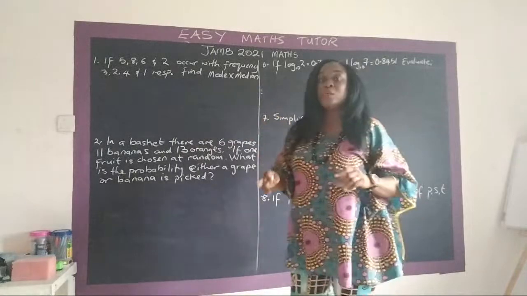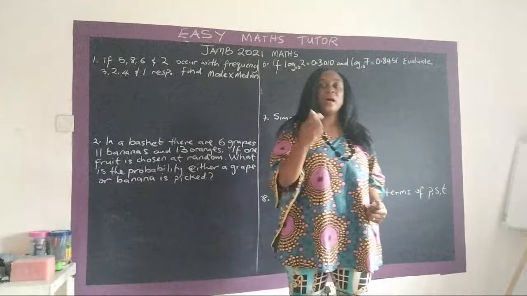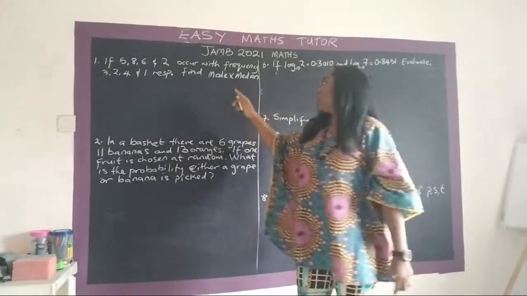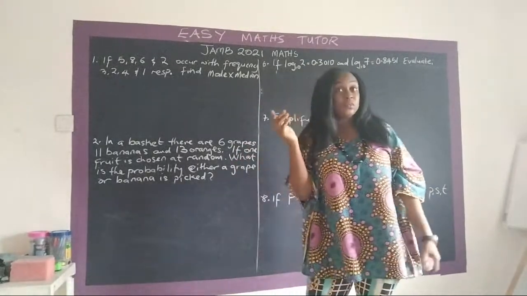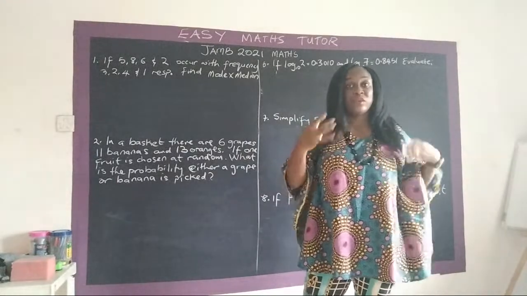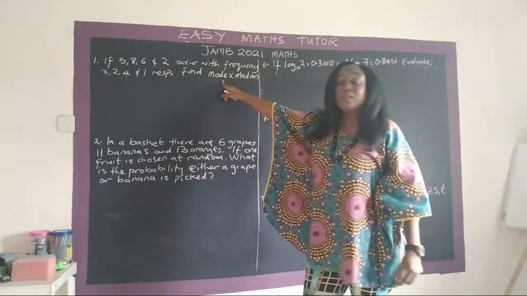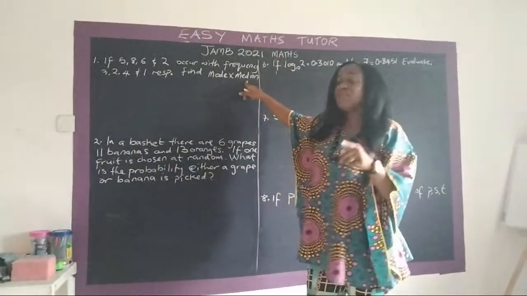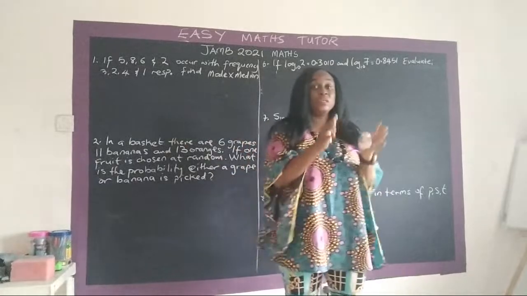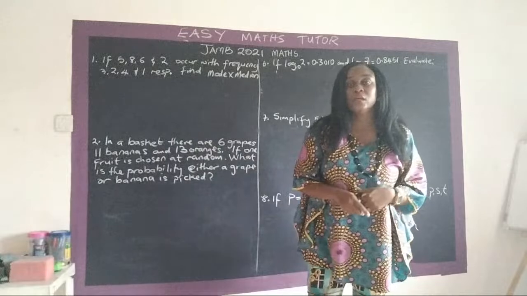First of all, the mode is when you have a group of numbers, the number that occurs more frequently is known as the mode. The mode is like trending, something that is recurring, something that occurs frequently in a group of numbers. And then we have the median. The median is when you arrange a group of numbers in ascending order, the middle number is known as the median.